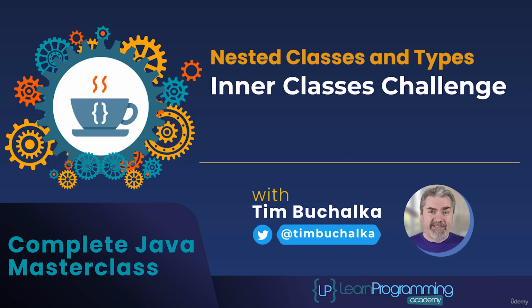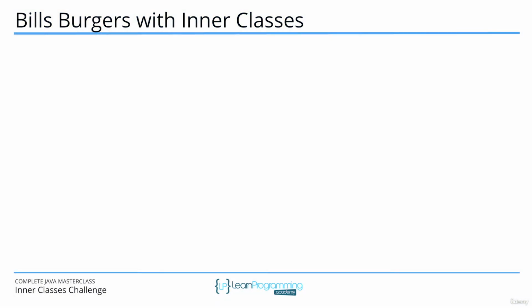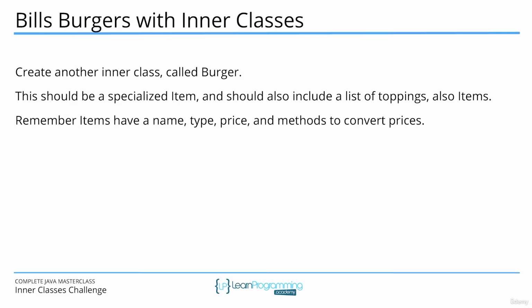In the previous video, I reworked part of the Bill's Burgers challenge to use an inner class, which I called item. I want you to start with that code where we left off and make the following enhancements to it. Create another inner class called burger. This should be a specialized item and should also include a list of toppings, also items. Remember, items have a name, type, price and methods to convert prices.